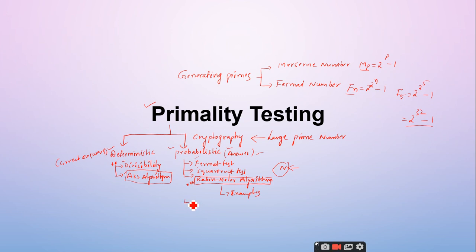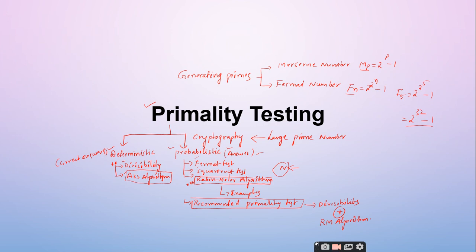Yes, sir. And we will end this session by discussing the recommended primality test. This recommended primality test is nothing but a hybrid primality testing. It is a combination of the divisibility algorithm and the RM algorithm. RM algorithm is nothing but the Rabin Miller algorithm. Is it clear? Yes, sir.